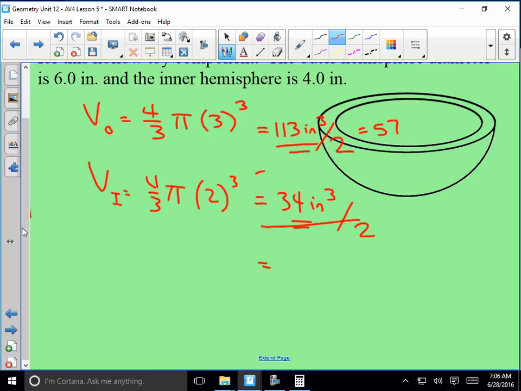Okay, we had our 34 divided by 2, which is 17. So always be careful. Are you dealing with the volume or are you dealing with the hemisphere? I used the volume formula, so I have to cut it in half. If you wanted to use the hemisphere formula, you could definitely do that as well. So we have 57 minus 17. So we have 40 cubic inches of plastic in this shape.